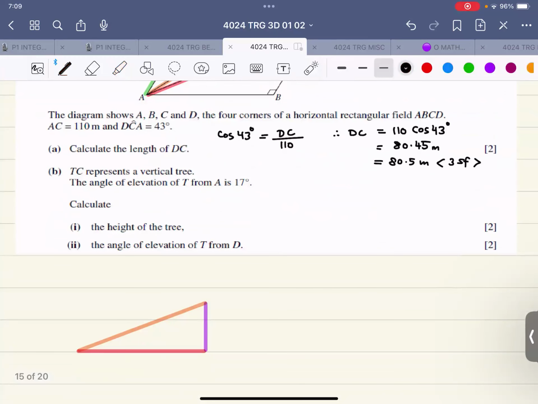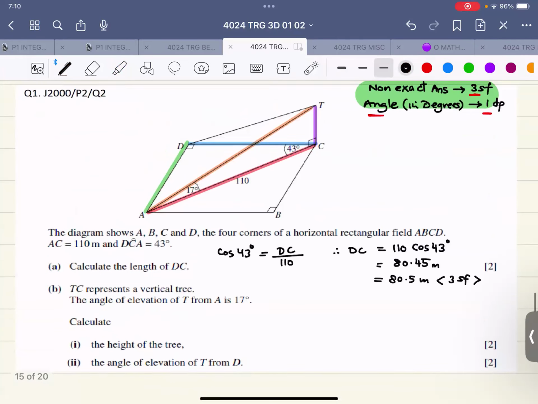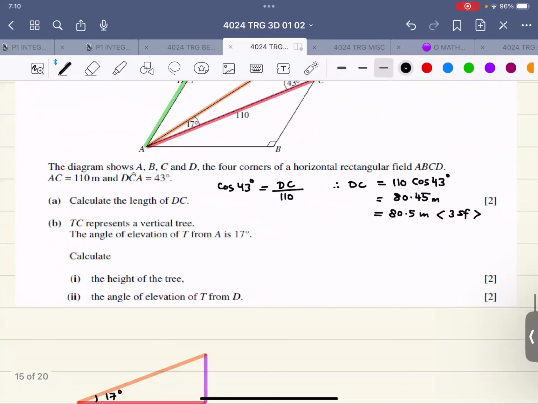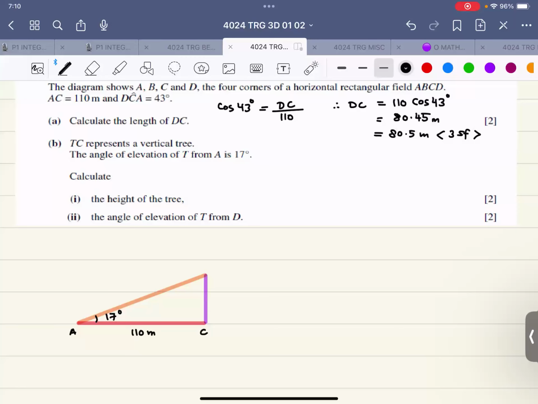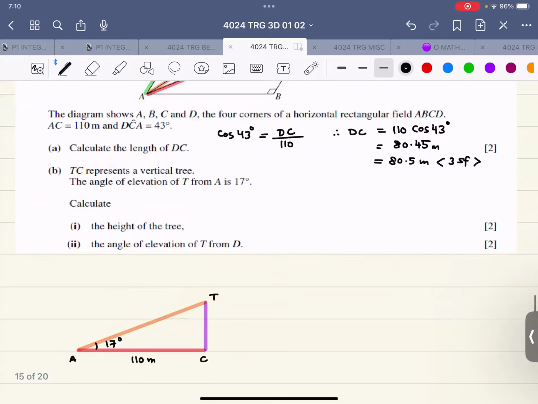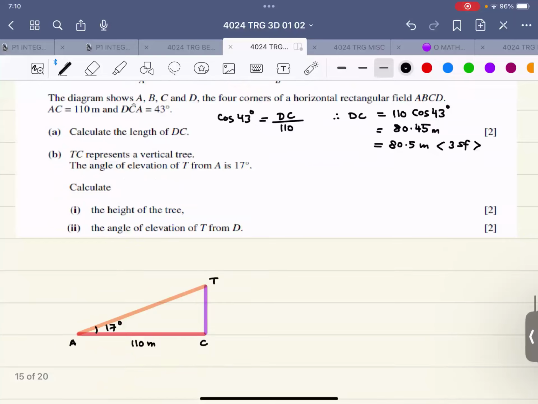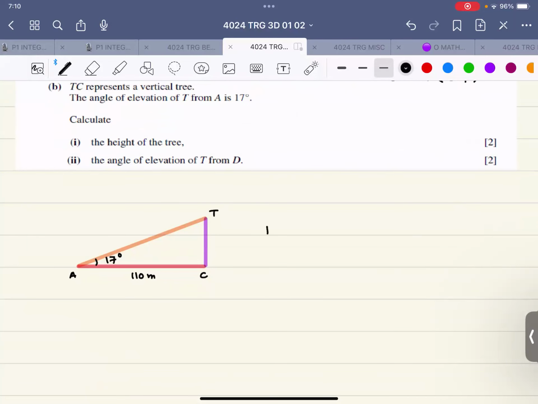So what do I have? I have this as 17 degrees. And then this is A and T and C. So this is A, this is C, this is 110 meters, and this is T. They are asking us the height of the tree. So the TC represents a vertical tree, so the height of the tree is TC. Therefore, tangent of 17 degrees, this is part b 1, tangent of 17 degrees is equal to TC divided by 110.